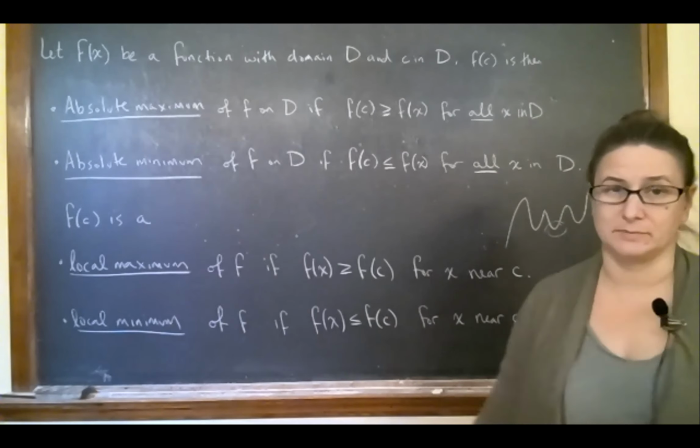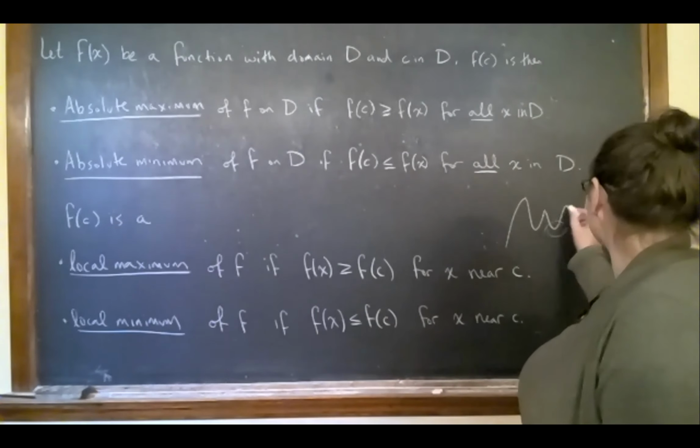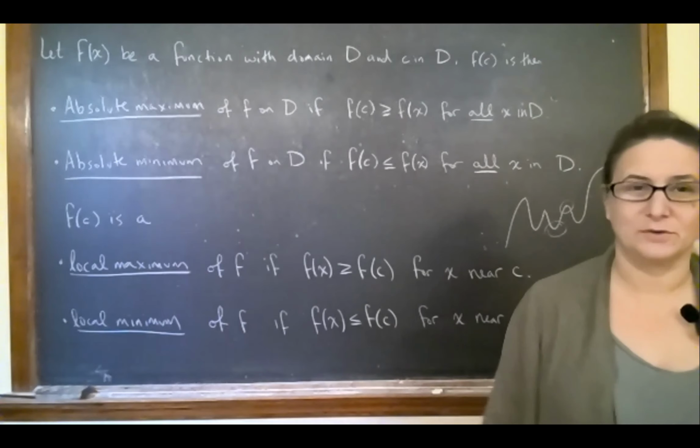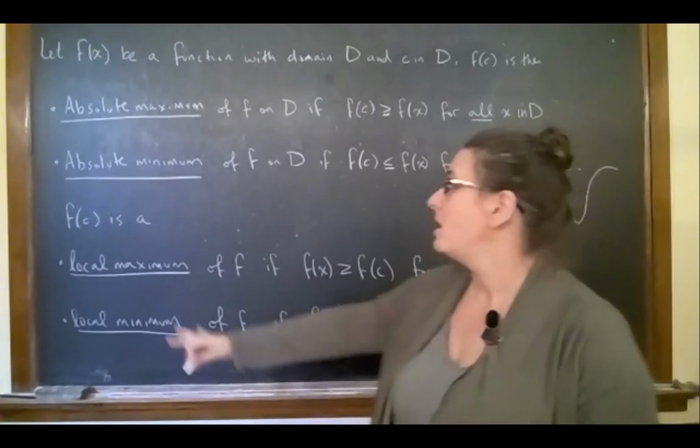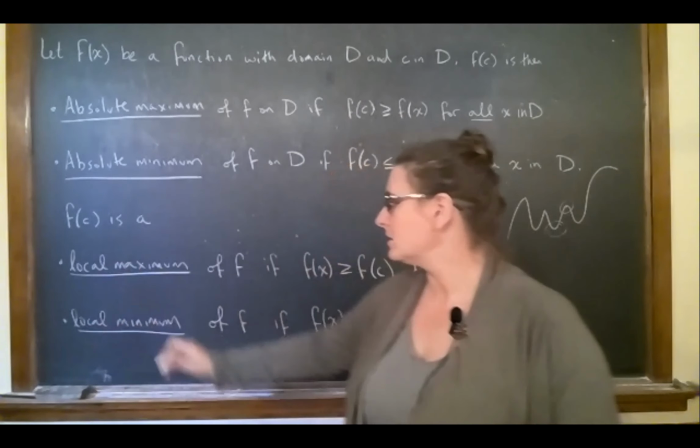Locally, it's still a maximum. So, or in this case, a minimum. I said maximum, I circled the minimum, but either way, maximum or minimum. So that's why we have also defined local maximum and local minimum.